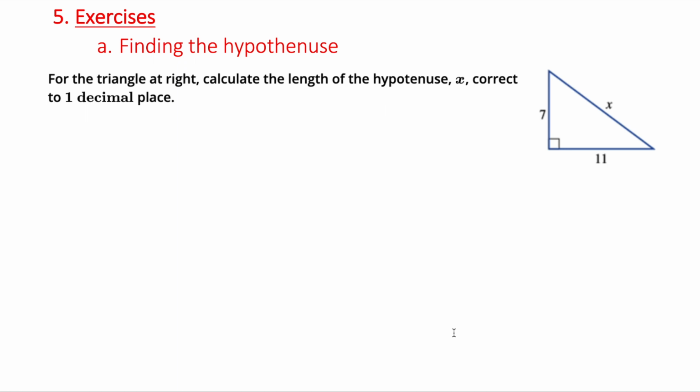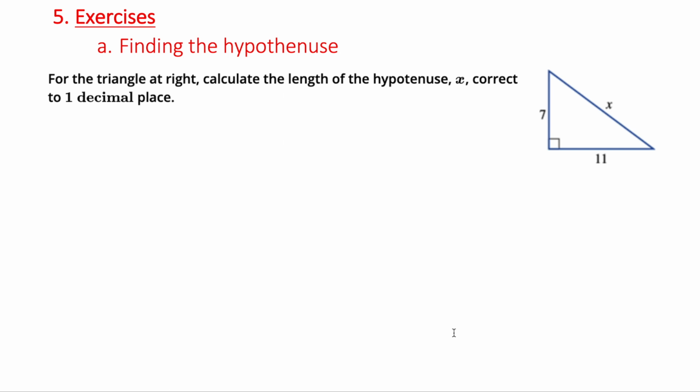So we're going to do some exercises to see how we use the theory that we just learned to solve problems. These are the worked examples that are in your JAC Plus. I'm just going to explain them here, but you also have the explanation in your textbook. The first type of exercise that you're going to find is about finding the hypotenuse.